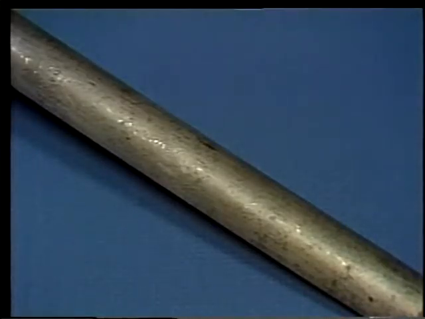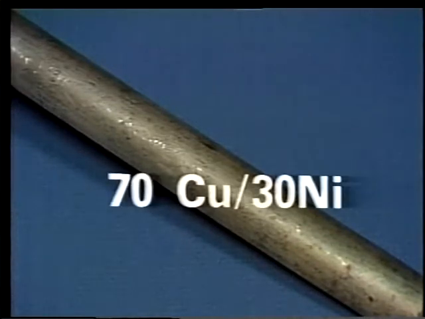Other non-ferrous alloys are usually simply identified by the percentages of the major alloying ingredients. For example, a copper-nickel alloy might be identified as 70-30 copper-nickel. Cu is the chemical symbol for copper. Ni is the symbol for nickel. So there's 70% copper and 30% nickel in this alloy.